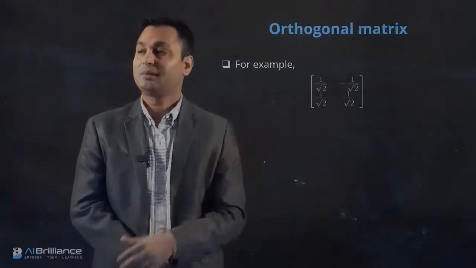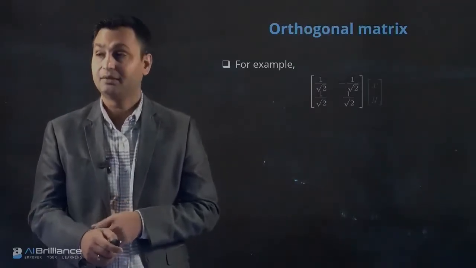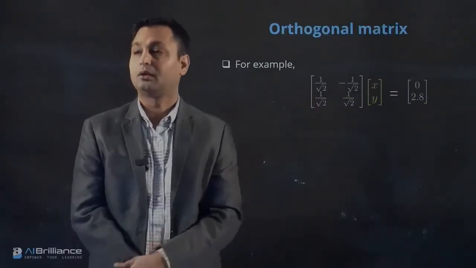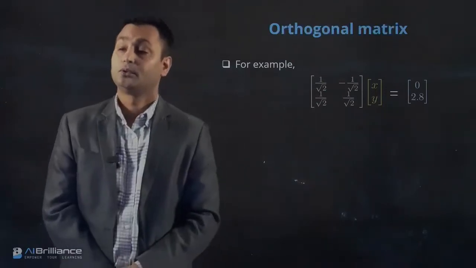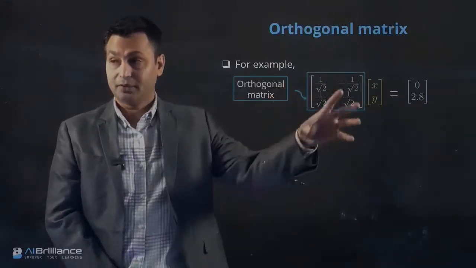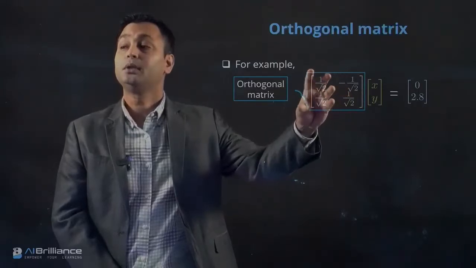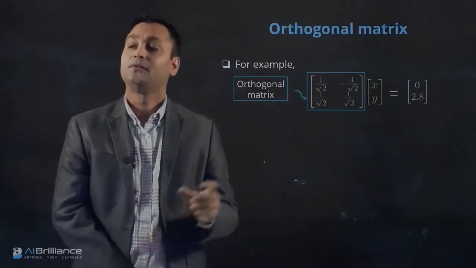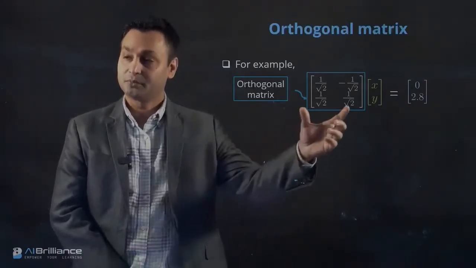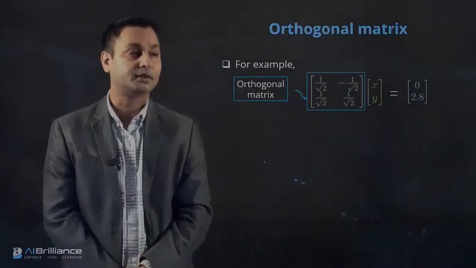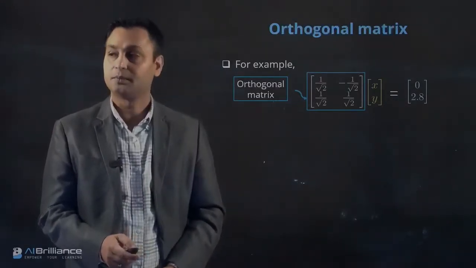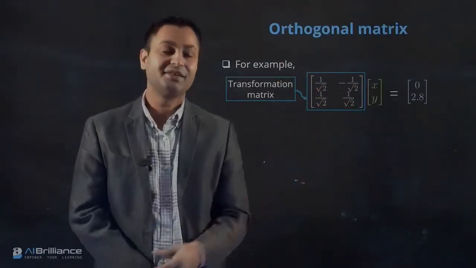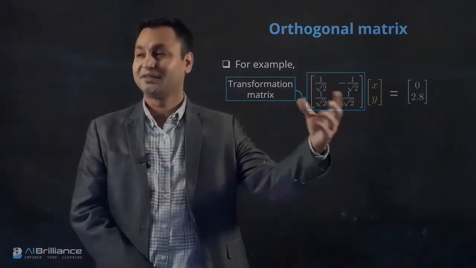Okay, so let's take an example. Here is an example of a transformation matrix, and if you multiply this transformation matrix by x, let's say the output is 0, 2, 8. The matrix that we have here will be termed an orthogonal matrix. Why? Because if you take the inverse of it and the transpose of it, the inverse of this matrix will be equal to the transpose of this matrix, and that's why this will essentially be termed an orthogonal matrix. Again, any matrix, when you are multiplying it with a vector, is a transformation matrix.